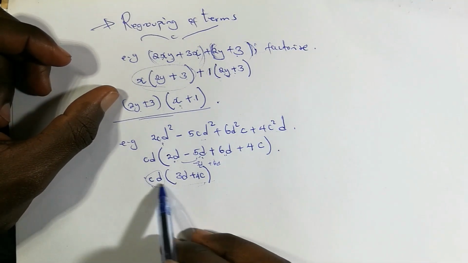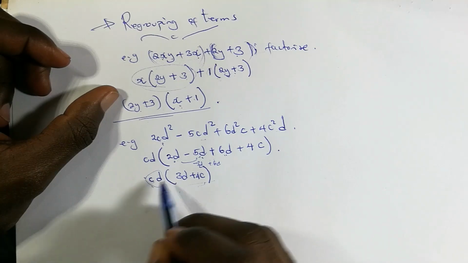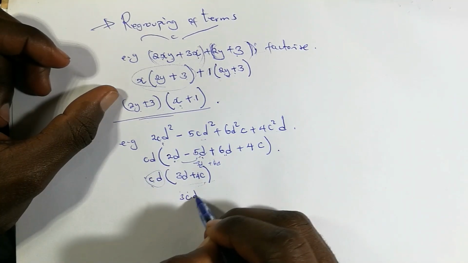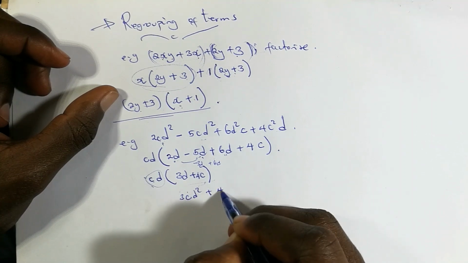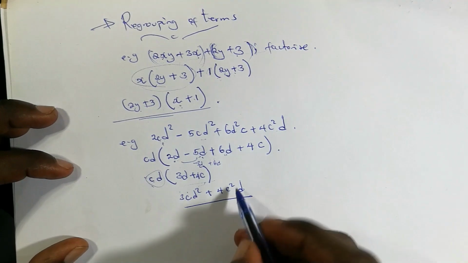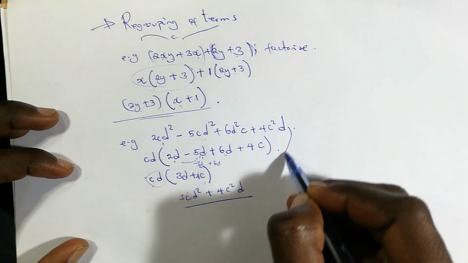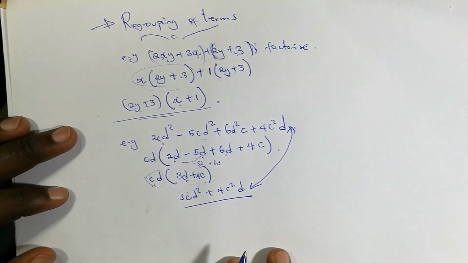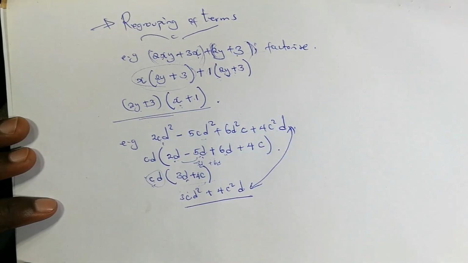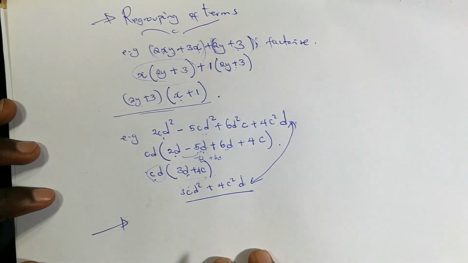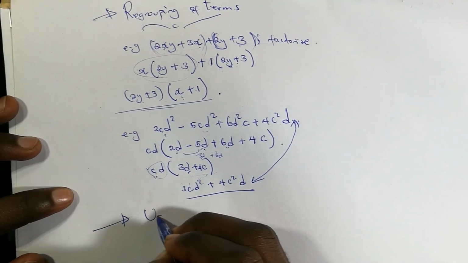In case you want to expand this again, you'll have 3cd squared plus 4c squared d. That's when you expand it back, so this expression in its simplest form is actually this, and its factors are cd and that. That's a simple way you can say that. And another method we're going to see of factorizing is using identities.